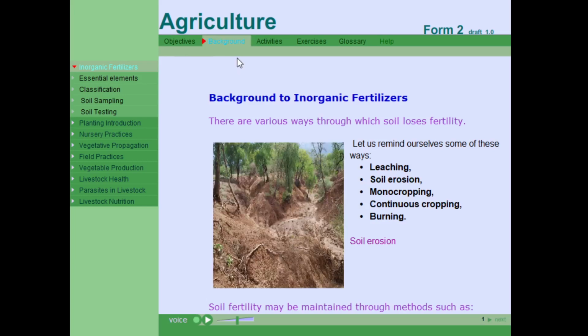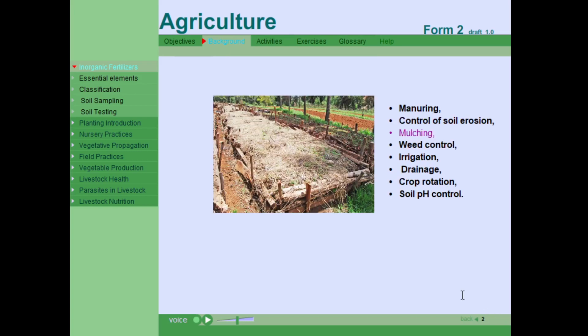There are various ways through which soil loses fertility. Let us remind ourselves some of these ways: leaching, soil erosion, monocropping, continuous cropping, and burning. Soil fertility may be maintained through methods such as manuring, control of soil erosion, mulching, weed control, irrigation, drainage, crop rotation, and soil pH control.